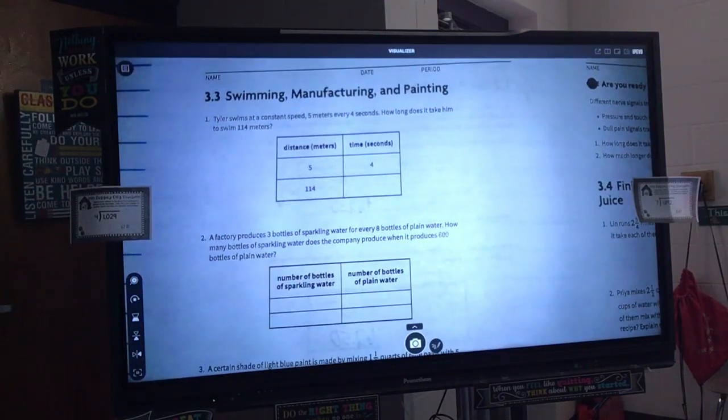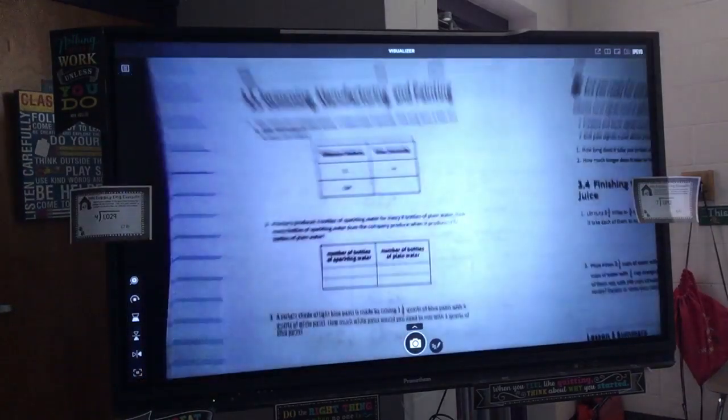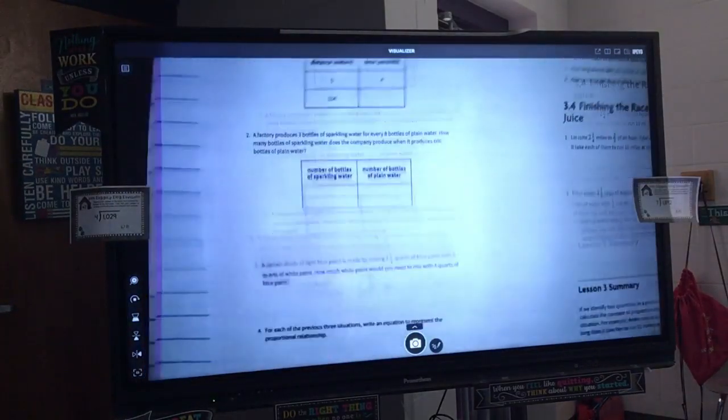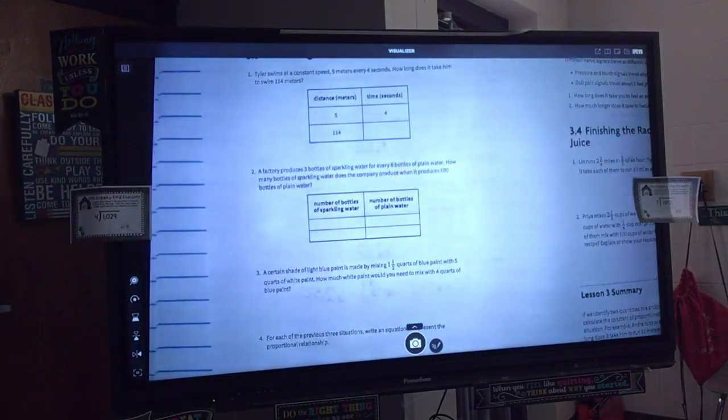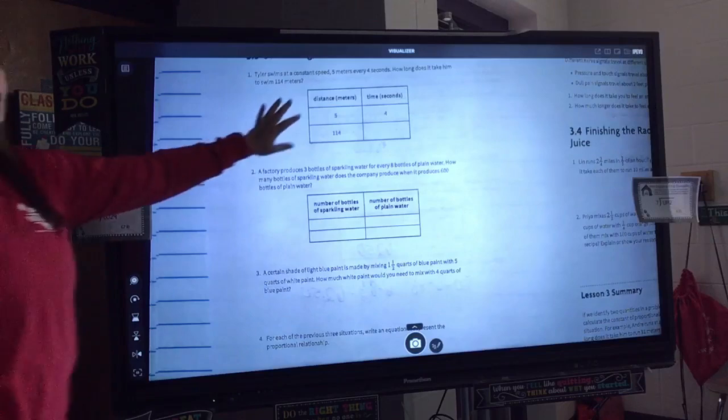Now we're talking about swimming, manufacturing, and painting. So as a group, put your pencils down, please. You guys are going to be doing 3.3. You're going to be doing number 1, number 2, number 3, and answering number 4. Number 4 applies to 1, 2, and 3 all together. Make sure that you're showing your work.